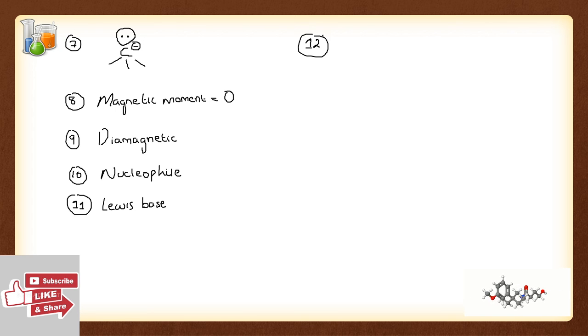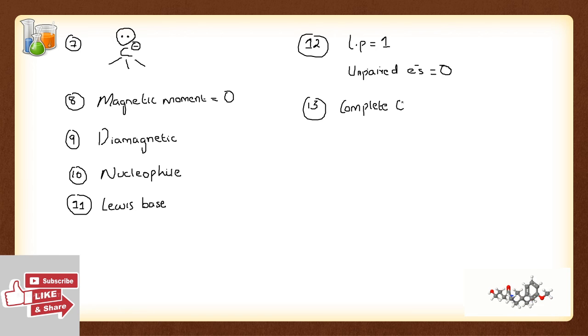Now when we talk about the total number of lone pairs in carbanion, we can say it has one lone pair. And the total number of unpaired electrons in carbanion is equal to 0. Now if you are talking about the octet, carbanions have a complete octet. So this is all about carbanions.